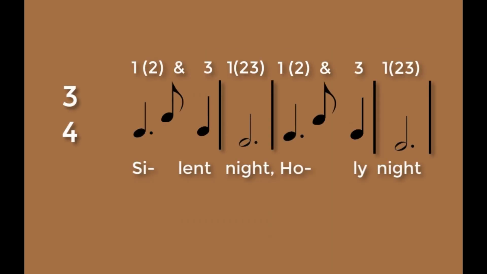All right, let's take a look at Silent Night first. All right, we know this melody, right? Silent night, holy night. Counting it out, look at the dotted quarter and eighth. 1, 2, and 3. 1, 2, 3. 1, 2, and 3. 1, 2, 3. Simple, right? Now I'm going to bring up an example of Tennessee Waltz.